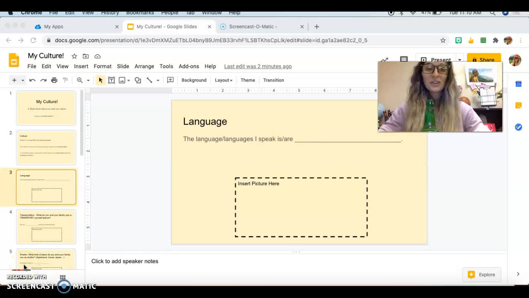Okay, so language is our first cultural trait. By the way, this is ginger, not anything that it shouldn't be. Okay, anyway, language. So language is like how do you communicate with people?